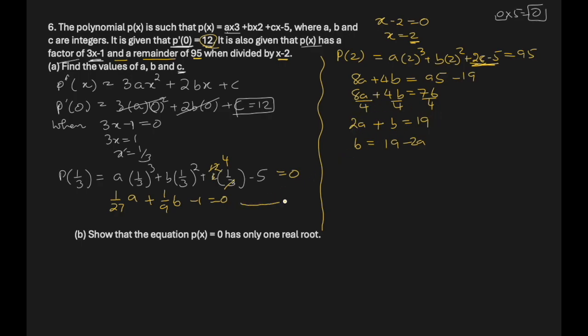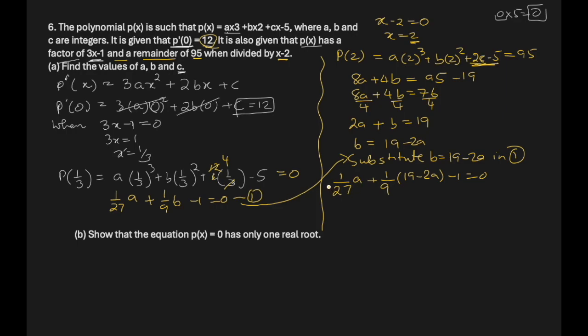Now substitute this one. Substitute B equal to 19 minus 2A in equation 1, and this is my equation 1. 1 over 27A plus 1 over 9B, where B is 19 minus 2A, minus 1 equal to 0.